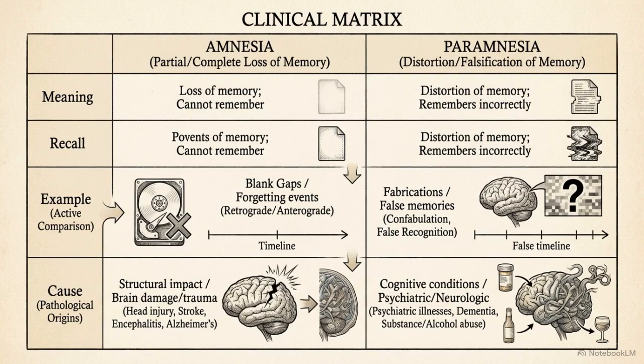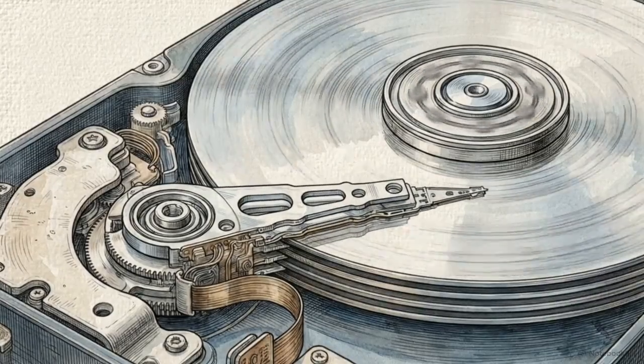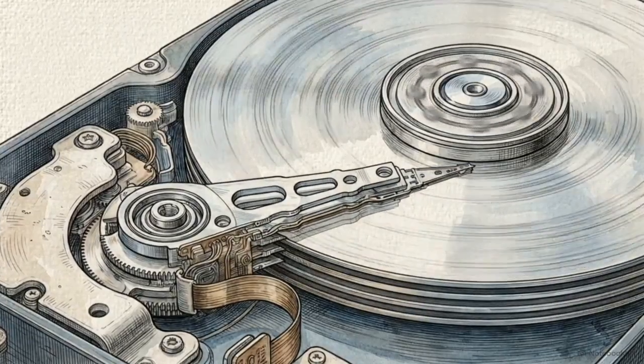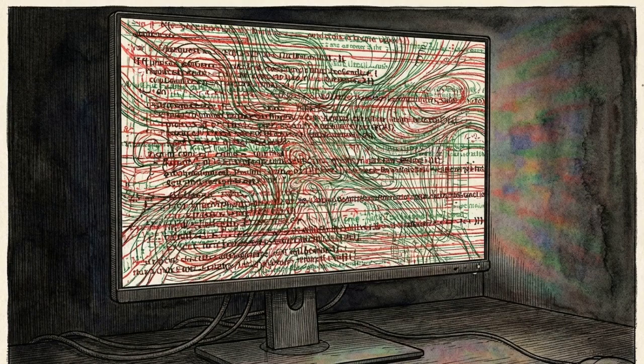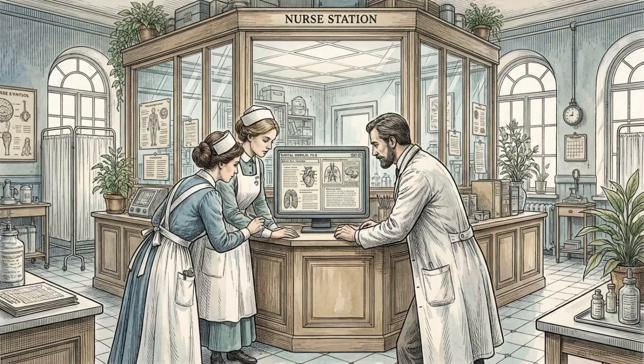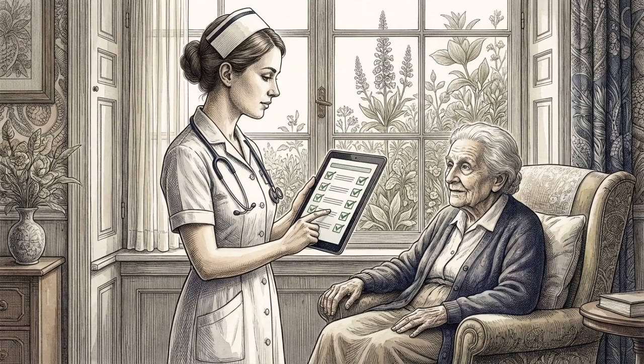Amnesia is the pathology of a wiped hard drive, requiring clinicians to provide external data drives through scaffolding. Paramnesia is the pathology of corrupted data, requiring careful navigation and system diagnostics. Accurately differentiating between the two ensures the patient is placed in the correct therapeutic environment, preventing clinical friction. Mastering this matrix transforms a highly confusing, disoriented patient encounter into a clear, actionable management pathway.